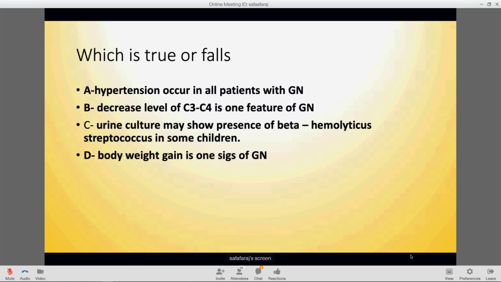So, which is true or false? A. Hypertension occurs in all patients with glomerulonephritis. This one is false because it is common, but not in all patients. About 70% of patients have hypertension. B. Decrease in the level of C3, C4 is one feature of glomerulonephritis.